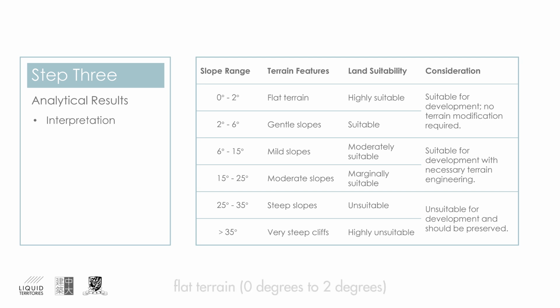Flat terrain, 0 degrees to 2 degrees, and gentle slopes, 2 degrees to 6 degrees, are excellent for development. Mild slopes, 6 degrees to 15 degrees, and moderate slopes, 15 degrees to 25 degrees, can be developed through appropriate terrain engineering. Steep slopes, 25 degrees to 35 degrees, and very steep slopes, above 35 degrees, are not permitted for development and are best preserved. Of course, there are no absolutes. The data offered here are merely empirical recommendations.